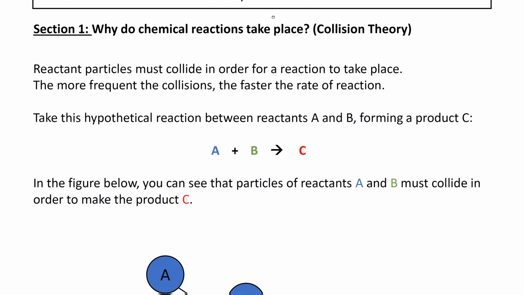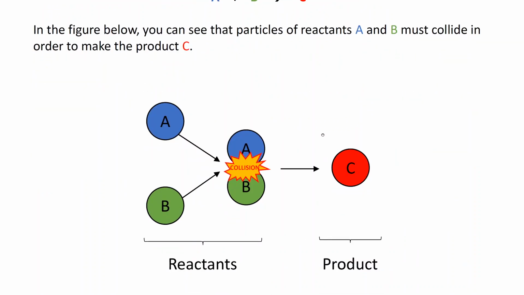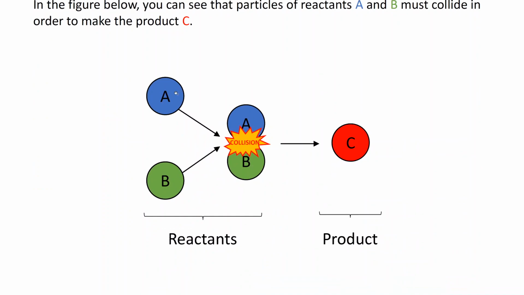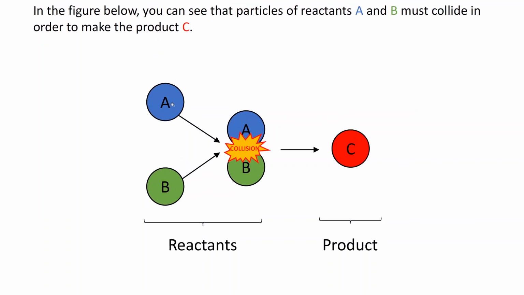Okay then guys, right. So section 1, we're looking at why chemical reactions take place. Recap on last week, we have reactants and we have products in any chemical reaction. And if we were to look at this in terms of a particle model, here's my reactants A and B, and here's my product C. And in order for a reaction to take place, the reactant particles need to collide. Okay, so there's a key word there, collision. So we need a collision between those reactant particles in order for a reaction to take place.